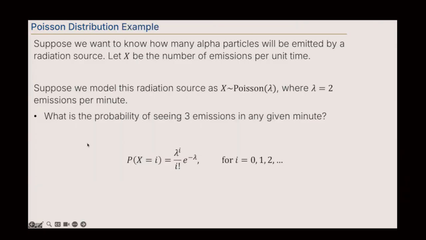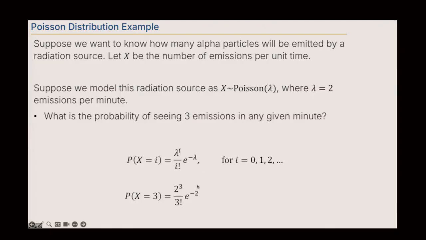Say we have a Poisson random variable with 2 emissions per minute. What this random variable lets us do is ask, what's the probability of seeing 3 emissions in any given minute? That's the kind of question that this Poisson random variable very naturally lends itself to. So in this case we literally just plug in the number 3. We'd say 2 to the third over 3 factorial times e to the minus 2.